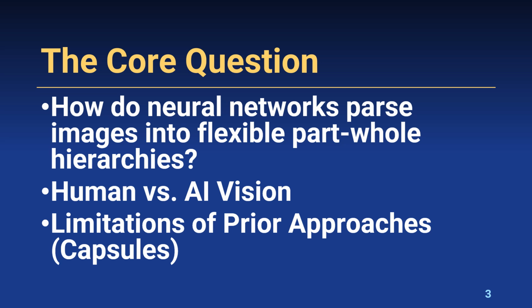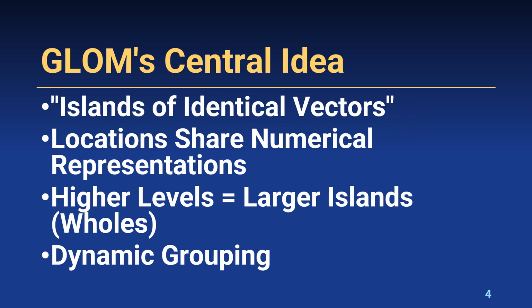Previous attempts to tackle this problem often involved capsules, which are groups of neurons dedicated to representing specific types of parts in particular image regions. The idea was to activate a subset of these pre-existing capsules and their connections to form a parse tree. However, this approach faced limitations, particularly in scaling to larger datasets and in gracefully handling variations or ambiguities in parts. GLOM proposes a radically different approach.